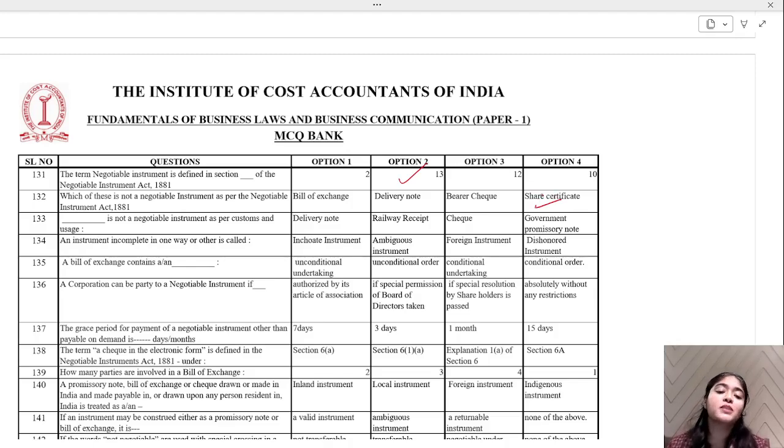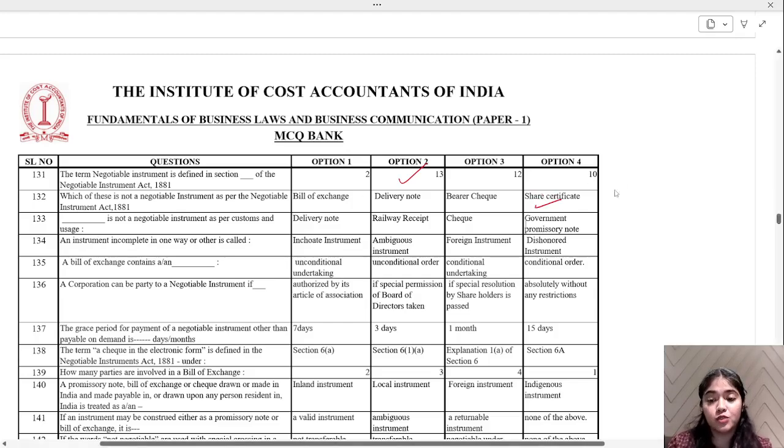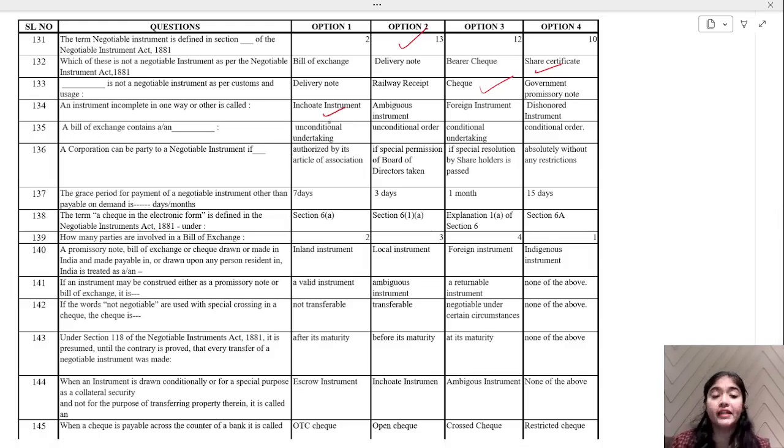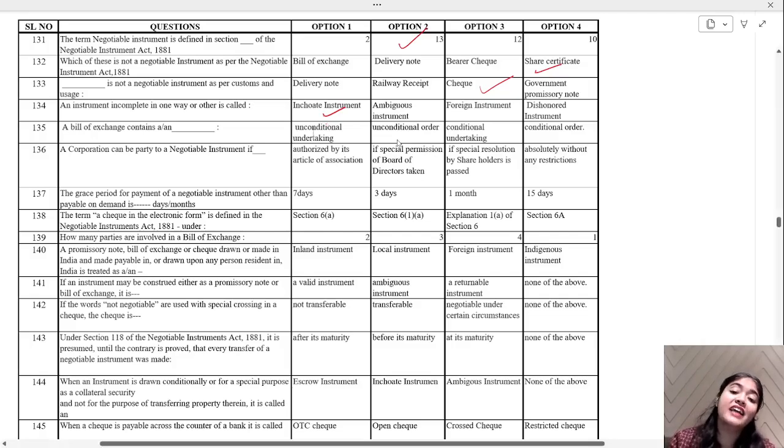Dash is not a negotiable instrument as per customs and usage. What is not a negotiable instrument? Check is not a negotiable instrument as per customs and usage. Okay. Let me scroll a little. Yes. An instrument incomplete in one way or other is called as incoherent, ambiguous, foreign, or dishonor. Incoherent. Okay. Incomplete. A bill of exchange contains an unconditional undertaking, unconditional order, or conditional undertaking or conditional order. So that is unconditional order.